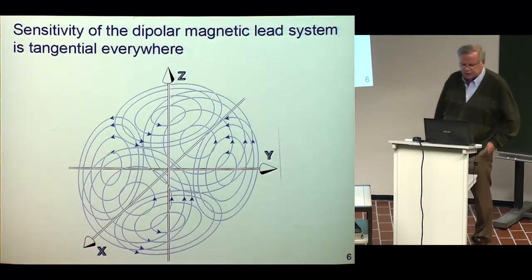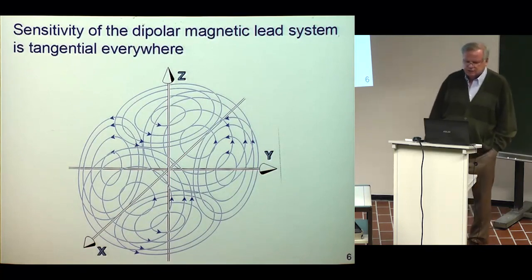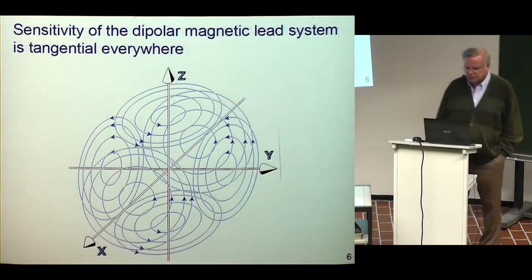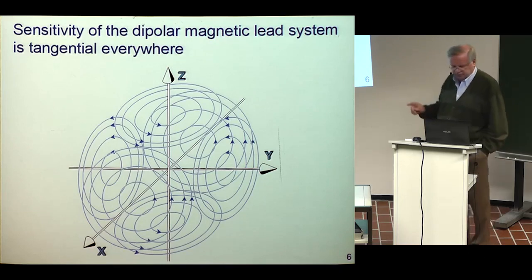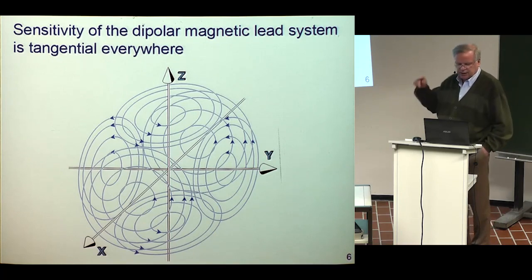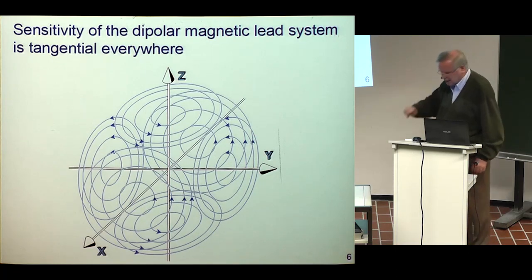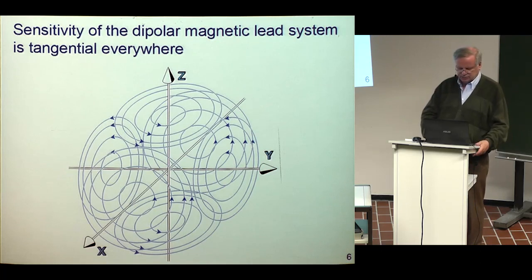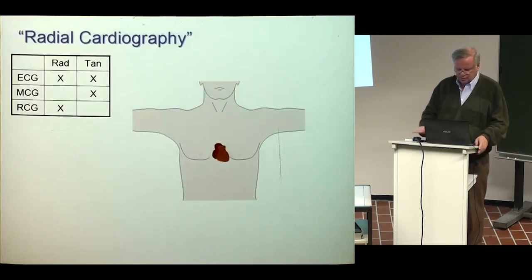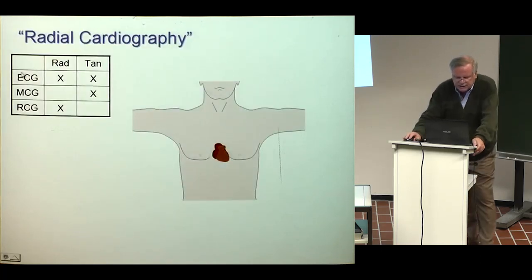How is it in magnetic detection? This is the sensitivity of the dipolar magnetic lead system. It is tangential everywhere. So magnetic detection, like magnetocardiogram, detects only tangentially oriented source elements, only. So in ECG, it is detecting radial and tangential source elements equally. In magnetocardiogram, only tangential source elements are detected.